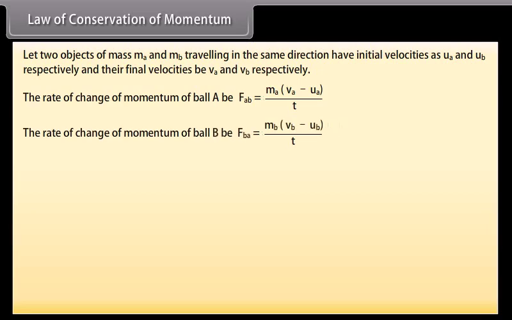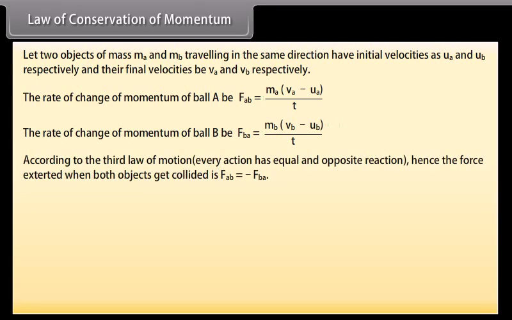The rate of change of momentum of ball B, FBA, is equal to mB into (vB minus uB) upon t. According to the third law of motion, every action has an equal and opposite reaction. Hence, the force exerted when both objects collide is FAB is equal to minus FBA.